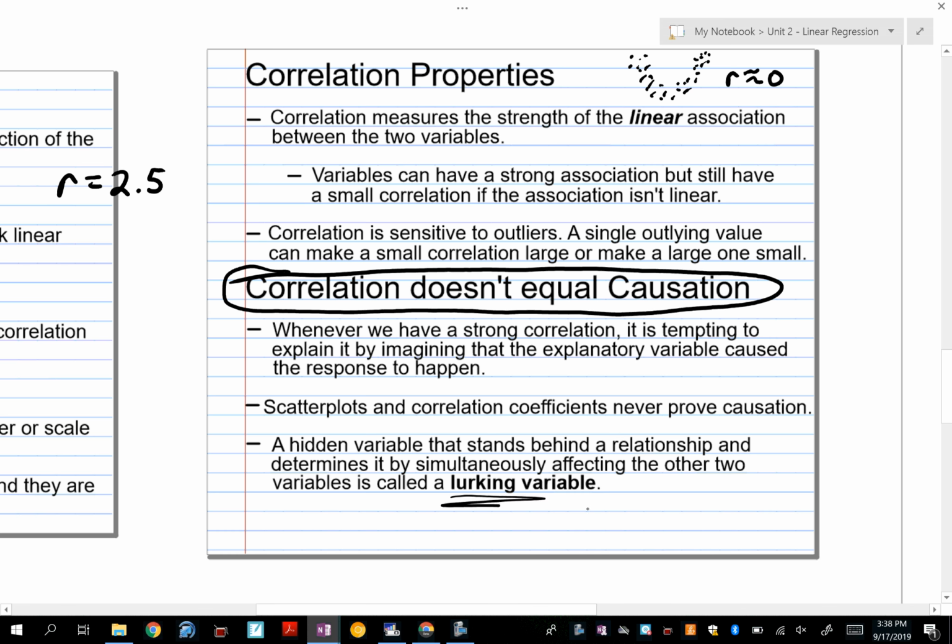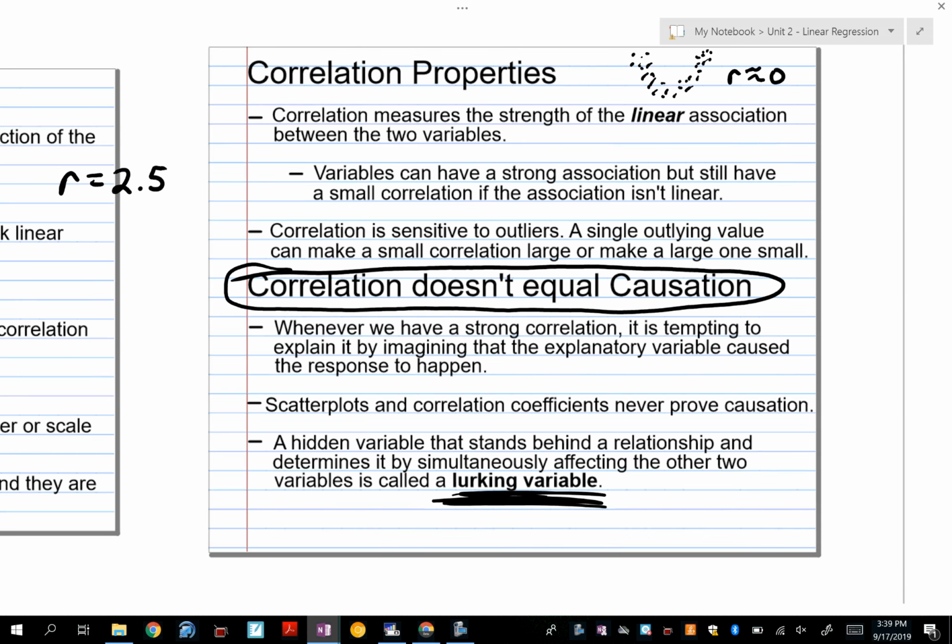Anyway, this word, lurking variable, is going to happen as we move forward in the next few weeks. I want you to be very careful when you find two things that have a strong linear relationship. There could be something else that we can't see or what's in the background, lurking, if you will, that's causing what's happening. Okay, we'll talk more about that the next few weeks. Okay, any questions? I think that's it, right?